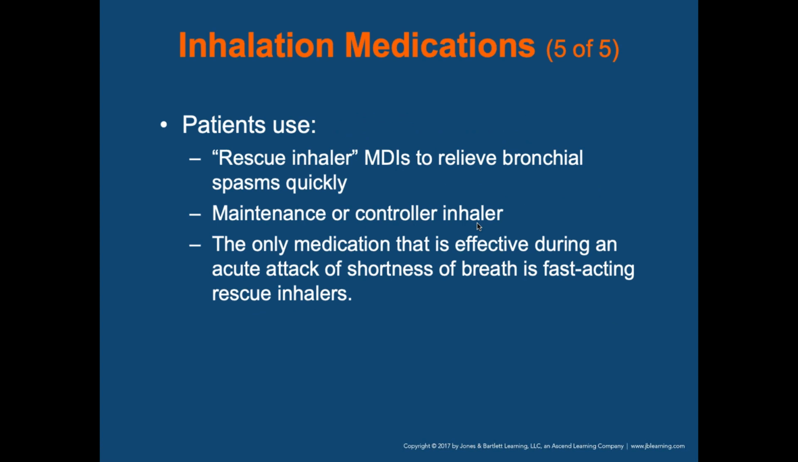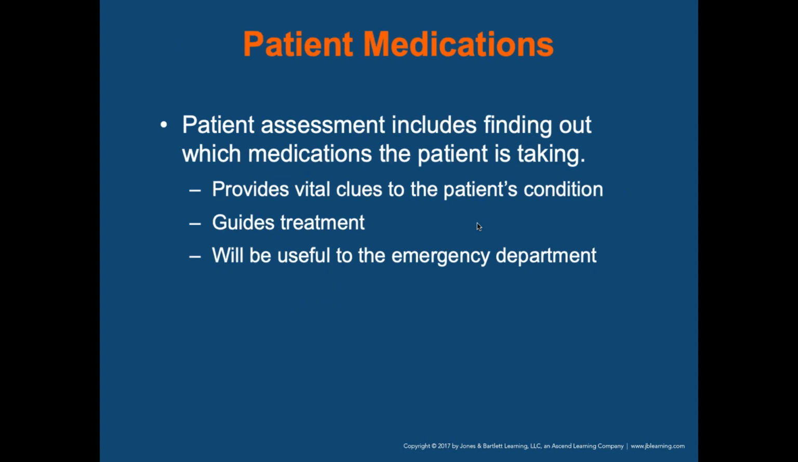So if your patient's not getting any better quickly with the quick treatments that you have at the EMT level, get a paramedic started right away so they can help open this patient's airway up even better. The only medication that is effective during an acute attack of shortness of breath is a fast-acting rescue inhaler, because it puts out a metered dose as you inhale it, and it works quickly, but again, doesn't always last, so you might need to have the extra help.